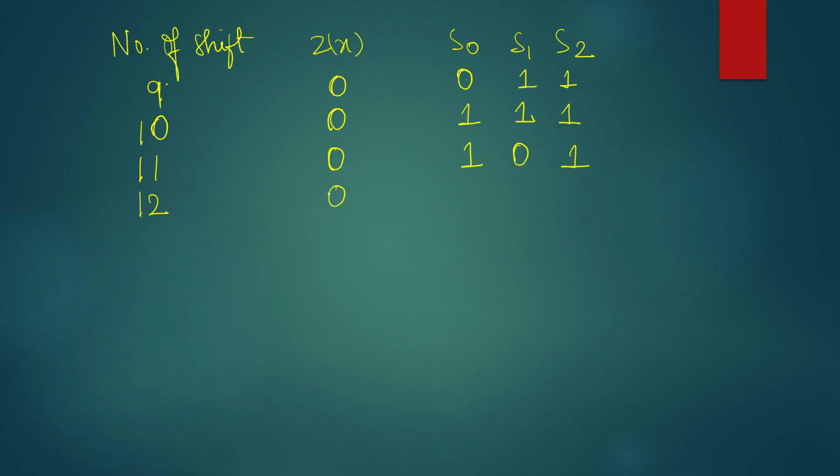12th shift. Again give a 0. 0 plus 1 is 1. 1 plus 1 is 0, and 0 gets shifted to the right. Now the contents in the shift register have now changed to 1 0 0. So this is what we call the end of the shifting operation.